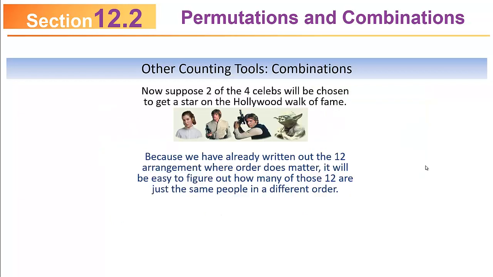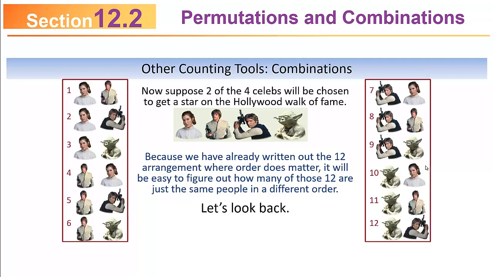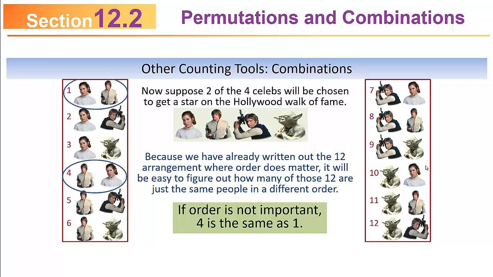Now, we've already written out the 12 arrangements for the bicycle built for 2, and we can see that with the stars, the order doesn't matter. So we can look back at the answer we got for the bicycle built for 2 and just eliminate the duplicates. In other words, if you've got Leia and Han, and you've got Han and Leia, if you're just giving them a star, it doesn't matter what order they were chosen in. So really, 4 is a duplicate of 1, so you can just get rid of 4. And the same thing is true going down the list. If you've got Leia and Han, that's the same as Han and Leia, which is number 7, so you can get rid of the 7.